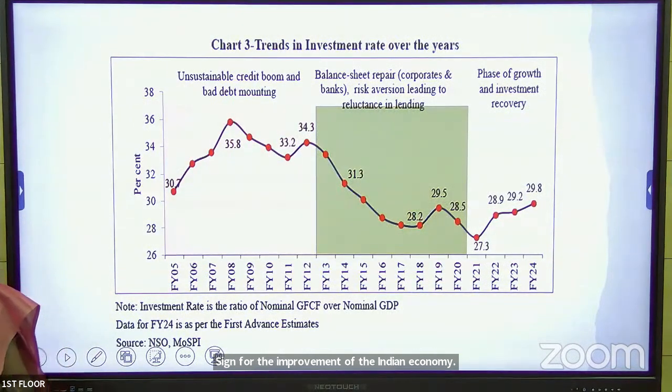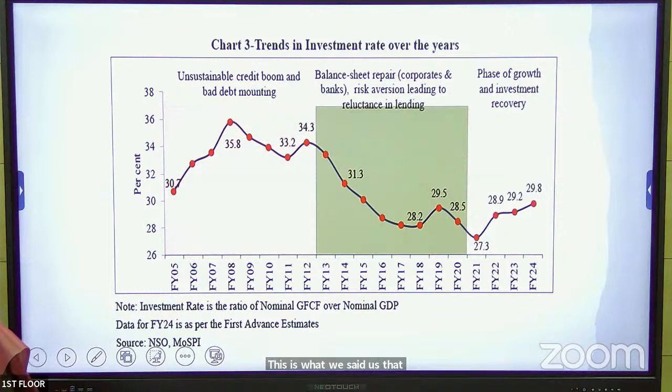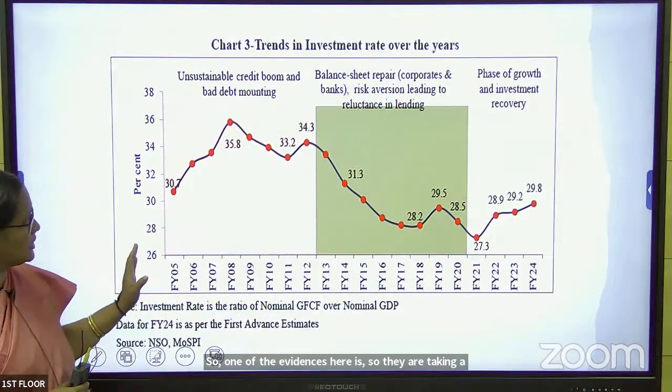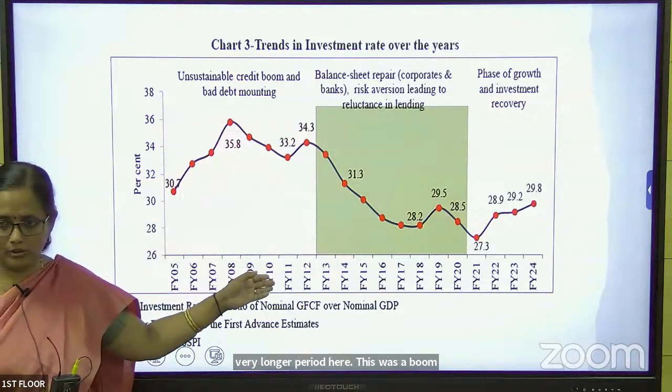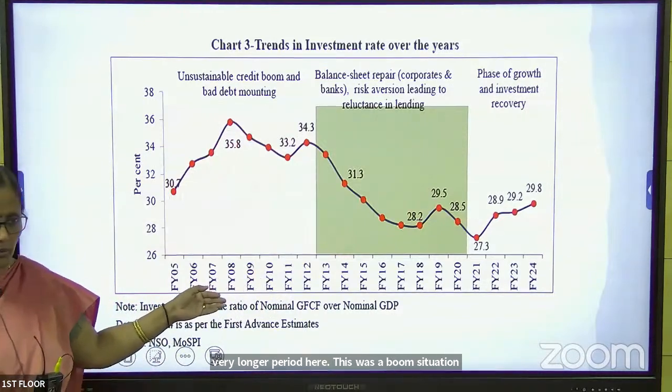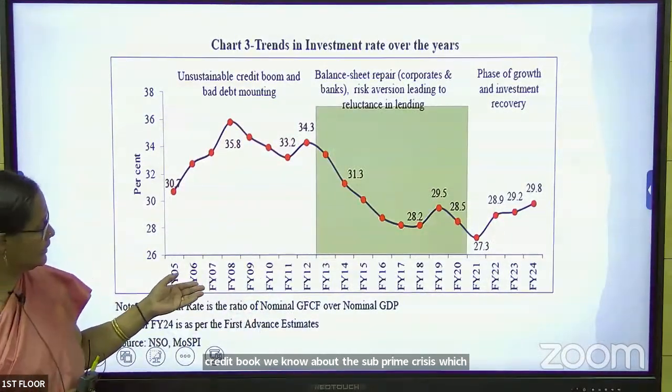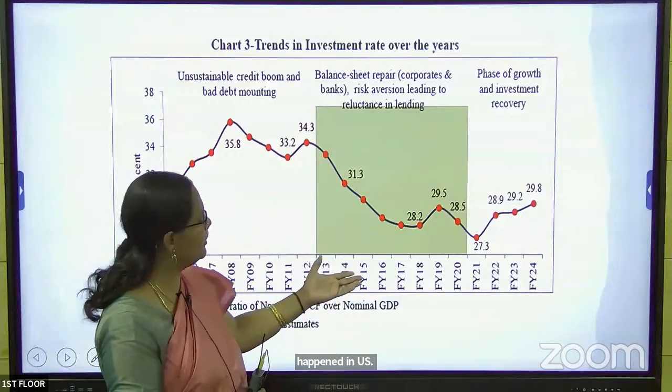This is what we said as investment expenditure. We said about C plus I plus G plus X minus M. G, which is the government's expenditure, we saw in the first part of the class. Now we are talking about the private consumption expenditure, private investment expenditure, and other things. So one of the evidences here is they are taking a much longer period. This was a boom period, but it ended up with an unsustainable credit boom. We know about the subprime crisis which happened in the US, which resulted in the slumping of all the economic parameters again.